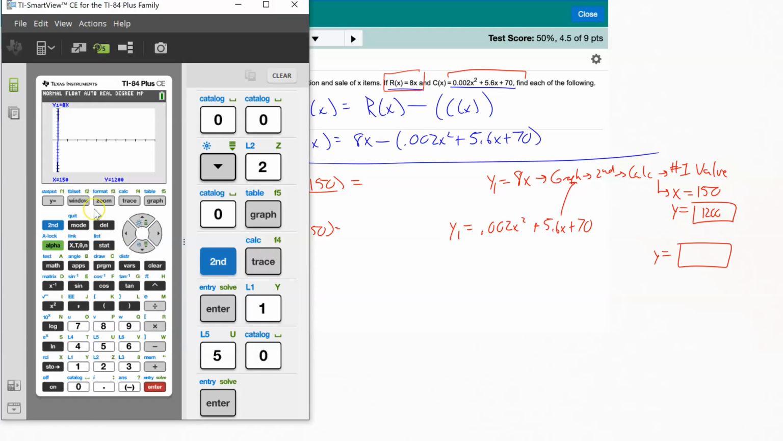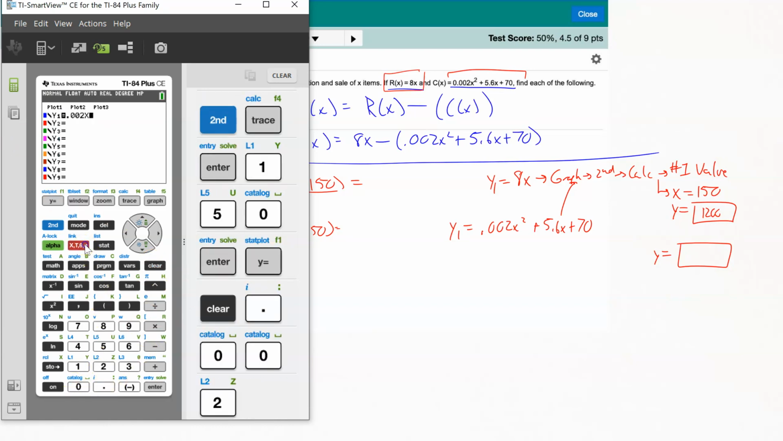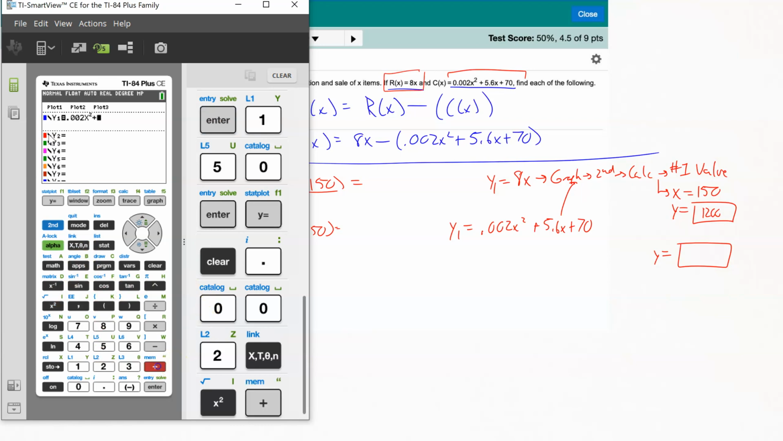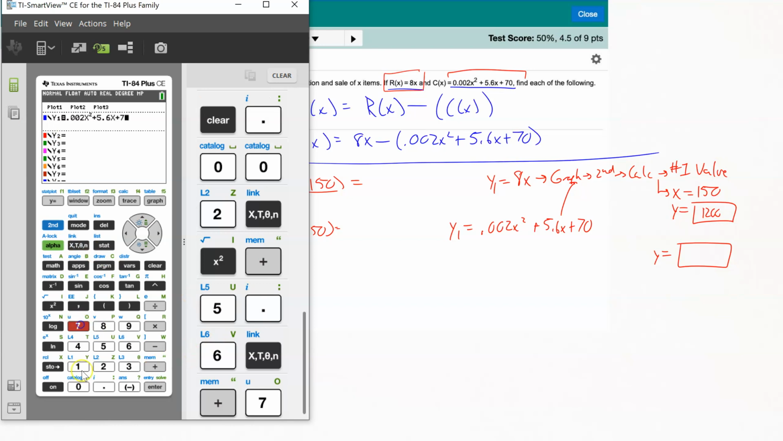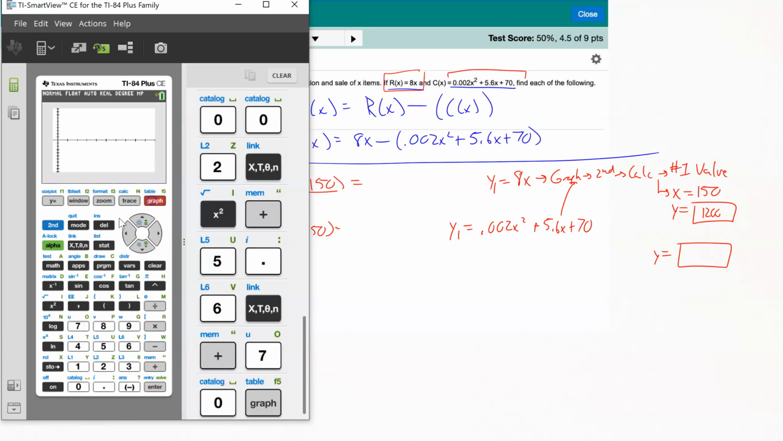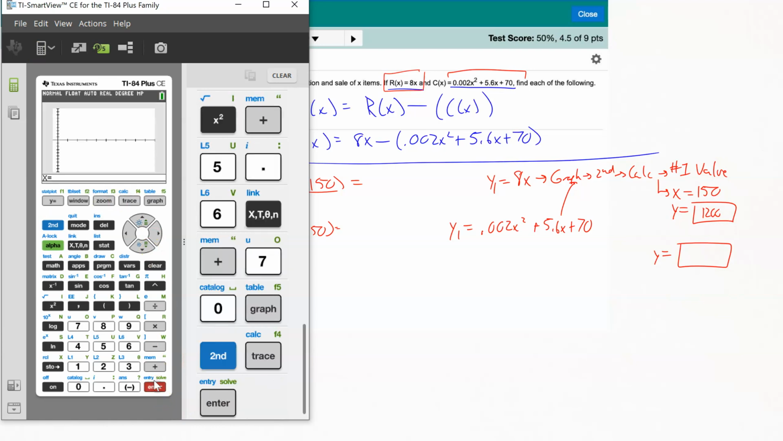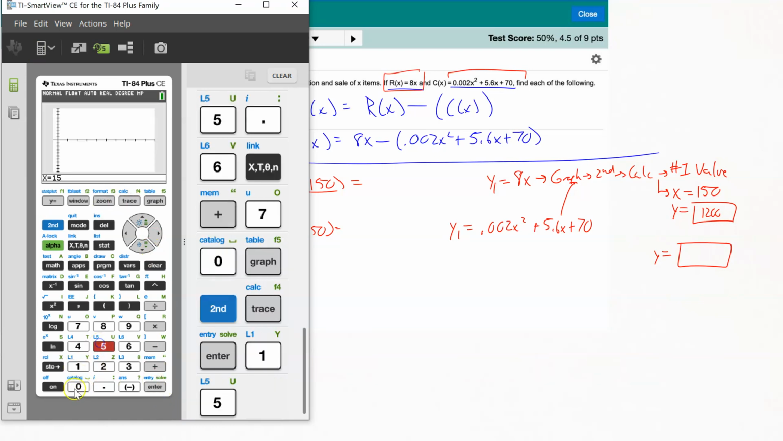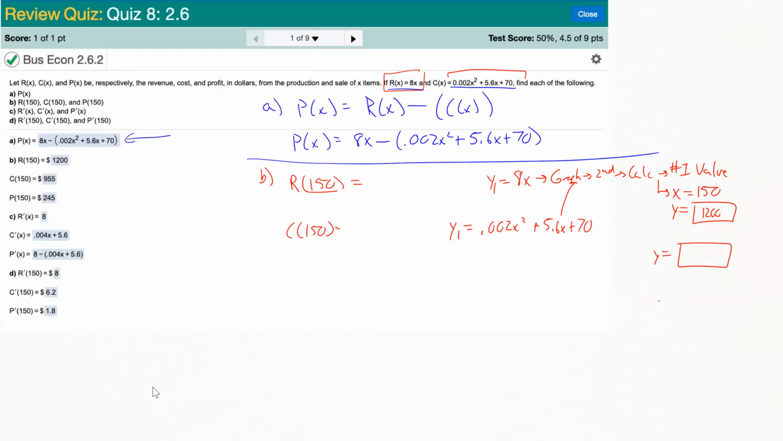The more complicated the equations become, the easier I feel like it is to do it in the calculator. 0.002x squared plus 5.6x plus 70, and we would go ahead and graph that. Do our second calc, number 1 value, and we want it at 150 again, so type in that 150, and we get out of there 955.